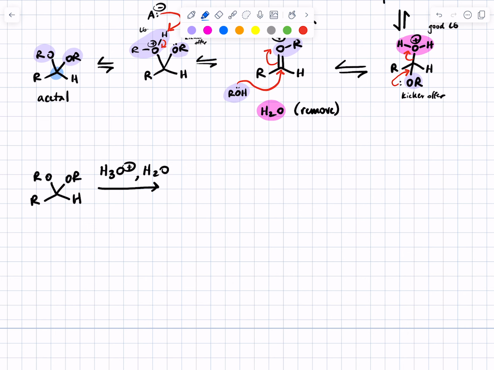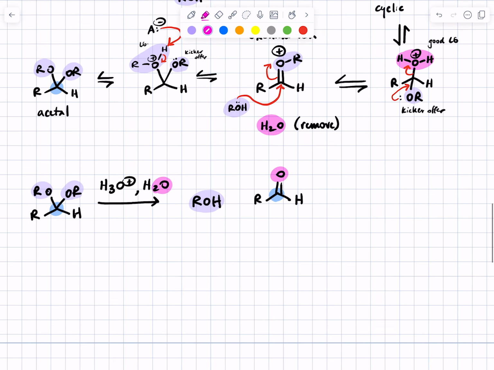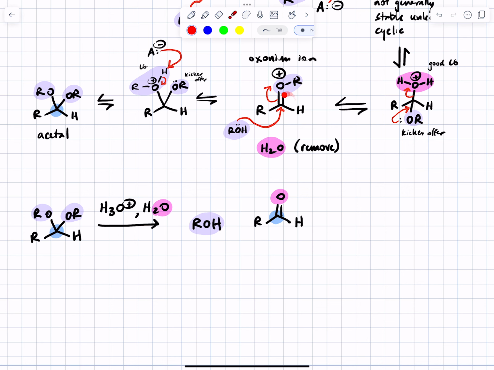And students sometimes struggle to predict what's going to happen here. Again, focus on identifying the key functional groups. In blue is what used to be the carbonyl carbon. In purple are the two OR groups. The product is the OR groups fall off as alcohols, and what you're left with is the aldehyde. Where does the oxygen on the aldehyde come from? It comes from the water that's going to attack the oxonium ion as a nucleophile.